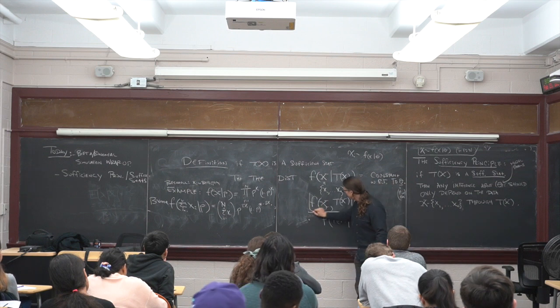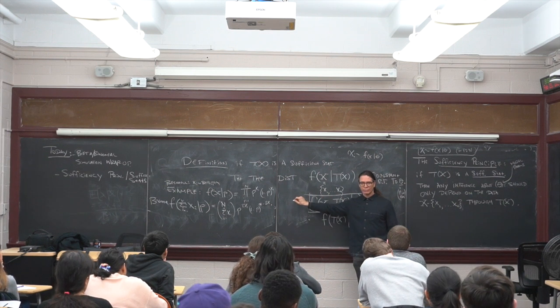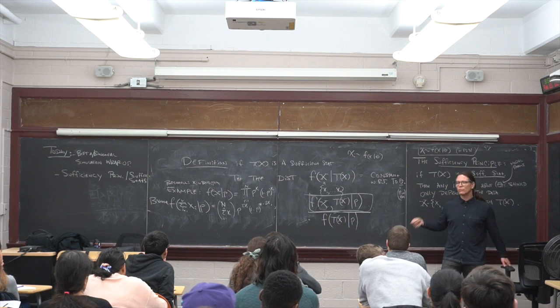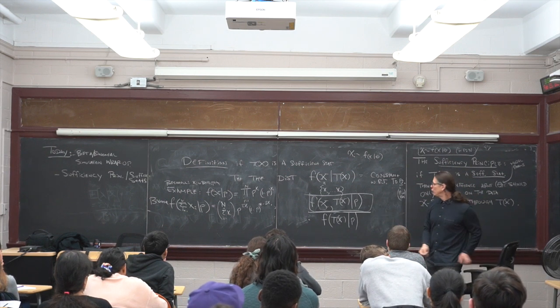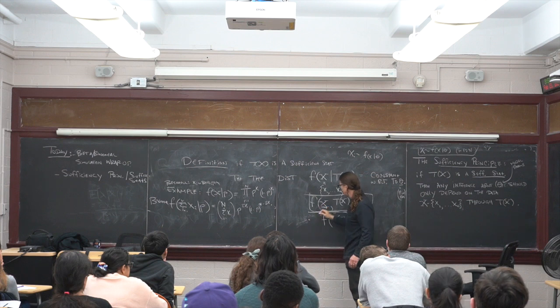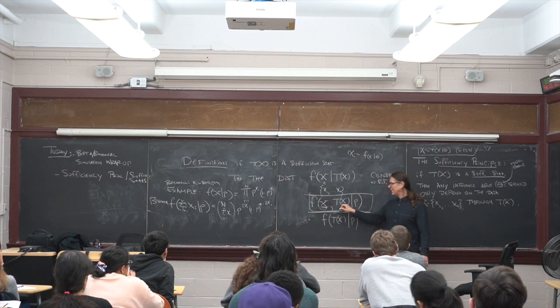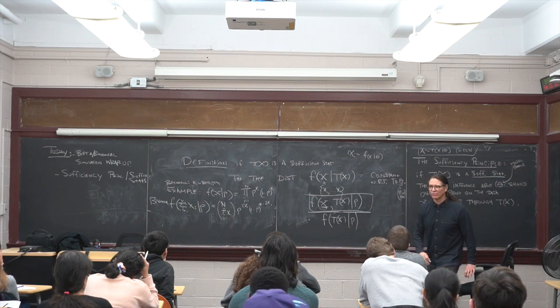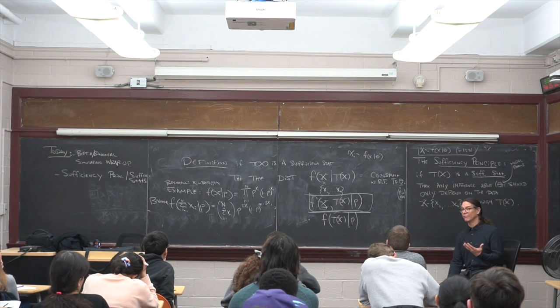What is this joint? How do I build it? Let me ask you this. If I knew all the variation in the X's, so this is modeling the variation in the X's and in T(x), if I already have all the variation in the X's described, do I have all the variation in T(x) described?